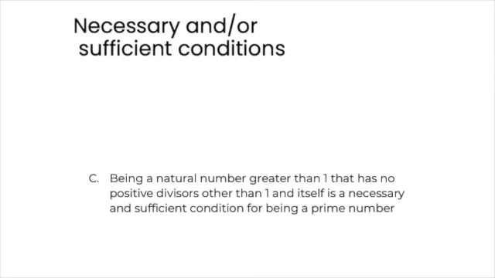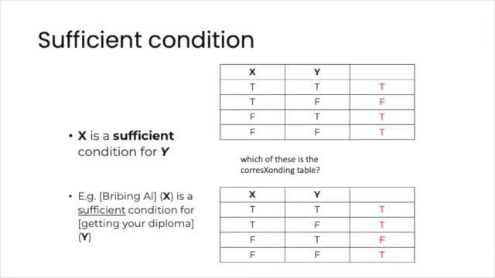Okay, now I ask you, which of these truth tables corresponds to the form X is a sufficient condition for Y? Suppose that X is you bribe Al and Y is you get your diploma. I'll let you think about it for a second. Let's focus on the rows in which we get false. In the first table, it is the second row. And in the second table, it is the third row.